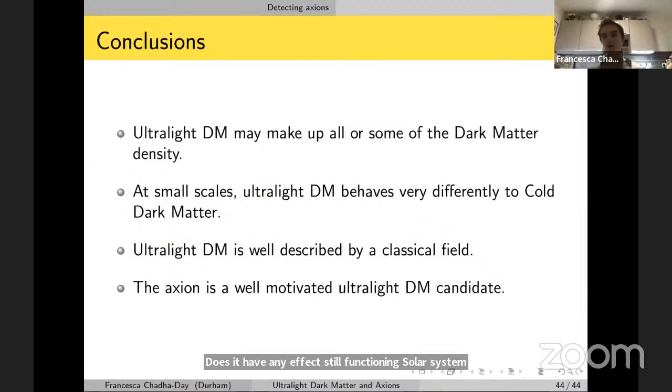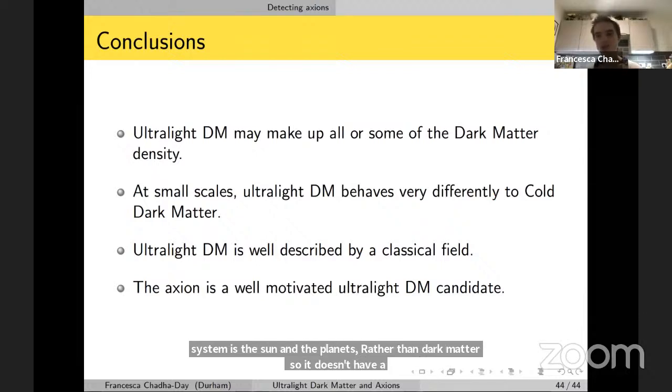Okay, cool. So dark matter isn't uniformly distributed throughout the universe. It forms a web-like structure, which we call the cosmic web. And the nodes of that web, regions of very high dark matter density, are galaxies and galaxy clusters. Having said that, the solar system isn't 25% dark matter. That's because the solar system is a huge baryonic matter overdensity. So most of the matter in the solar system is the sun and the planets rather than dark matter. So it doesn't have a large effect on the solar system itself.